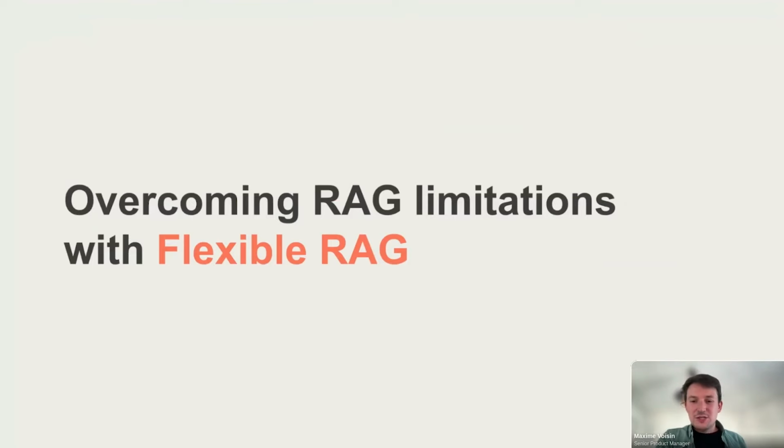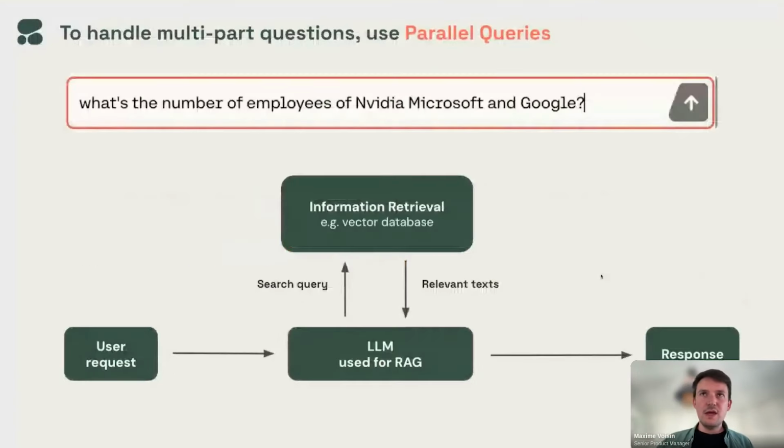All right, so these are some limitations which we're seeing a lot of our customers bump into in production. In this section, we'll see how to overcome some of them with a slightly more advanced version of RAG. My point here is to show that advanced RAG is a natural extension of simple RAG. So first, let's look at these difficult multi-part questions, like, what's the number of employees at NVIDIA, Microsoft, and Google? We looked at it before.